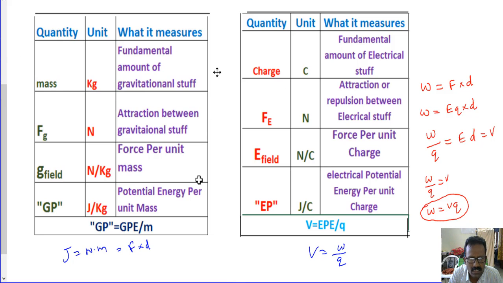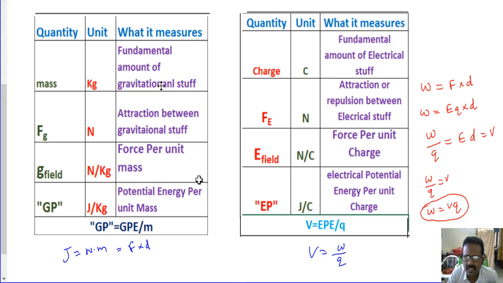Here I take the quantity mass, and here I take the quantity charge. The unit of mass is kilogram. The unit of charge is coulomb. What mass measures is a fundamental amount of gravitational stuff. Mass is where the gravitational force is coming from. It is coming from mass.